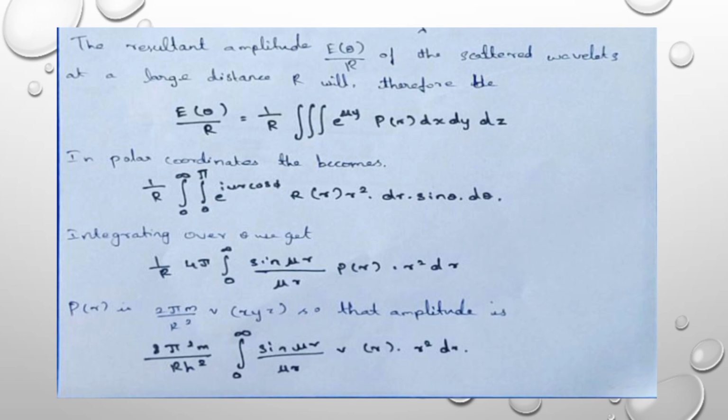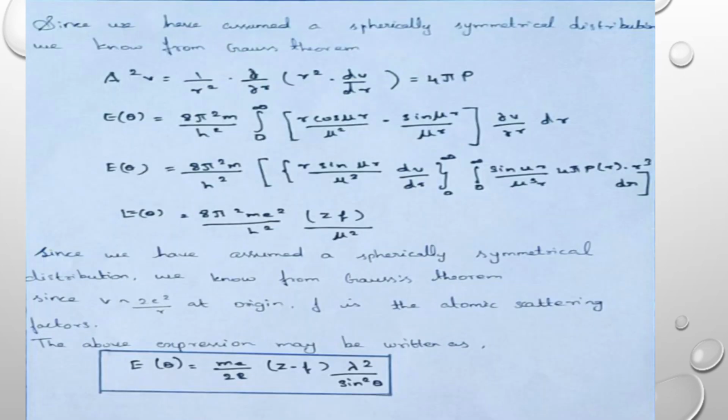r square dr sin theta d theta. Integrating over theta, we get 1 by r 4 pi integral 0 to infinity sin mu r by mu r rho r square dr. rho r is 2 pi m by h square V r, so that the amplitude is 8 pi square m by h square integral 0 to infinity sin mu r by mu r V r square dr.